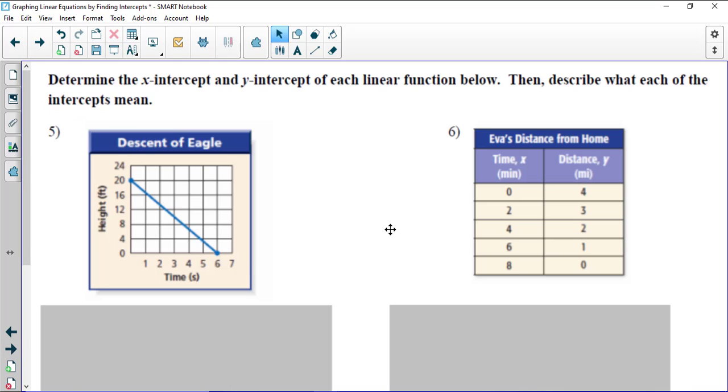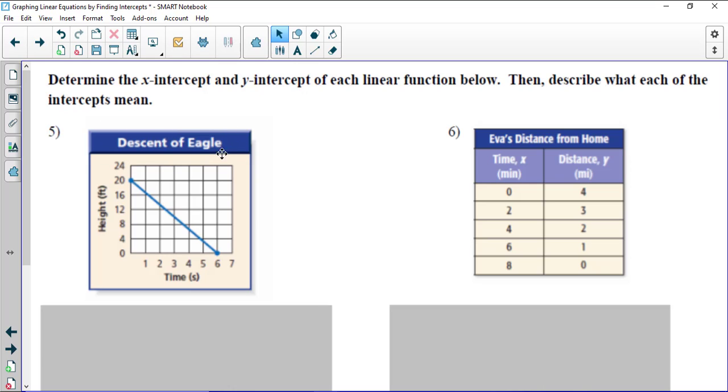So as we get into numbers 5 and 6, these are questions where we have either a table or a graph related to a real-life situation, and we want to talk about what the x and y-intercept represent. So the directions say to determine the x-intercept and y-intercept of each linear function below, then describe what each of the intercepts means. So in question number 5, we want to make sure we look closely at the title.